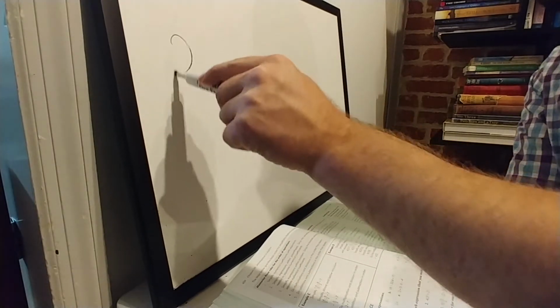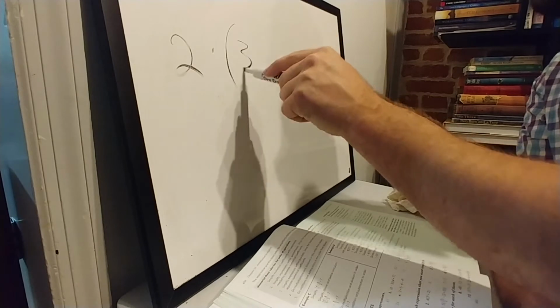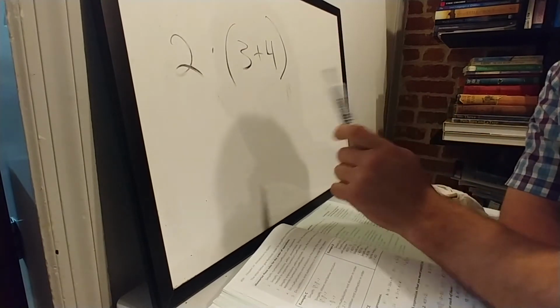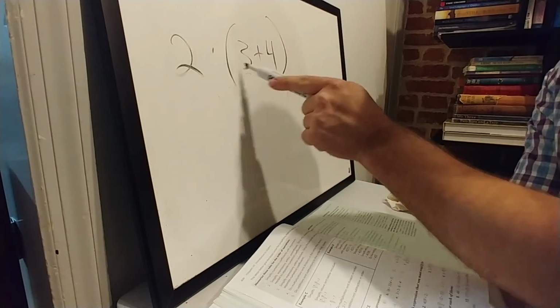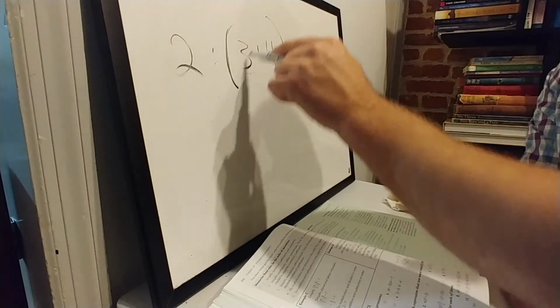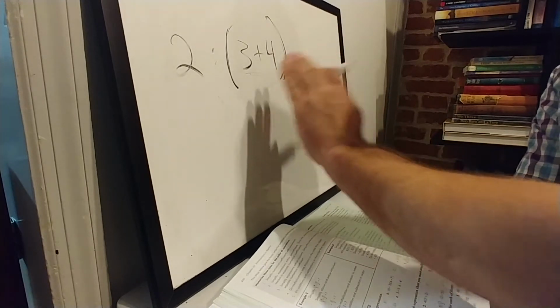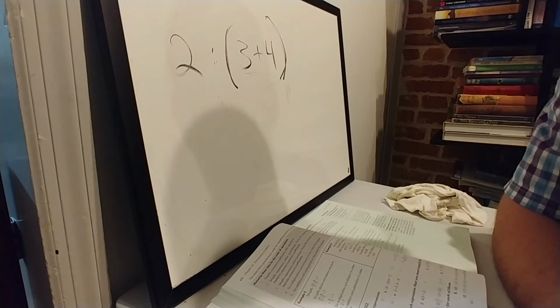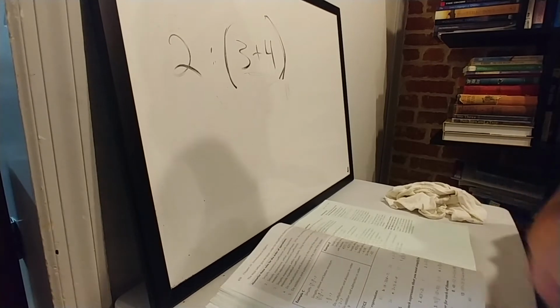Next one, simplify expressions within parentheses. So if you have 2 times 3 plus 4, if it's in parentheses, that means you must do that first. So here's one case where the addition is going to get done before the multiplication because it's in parentheses. You work from the inside out, all right? Then once you've done parentheses, you would do the ones within brackets. So let me just show you what that looks like.